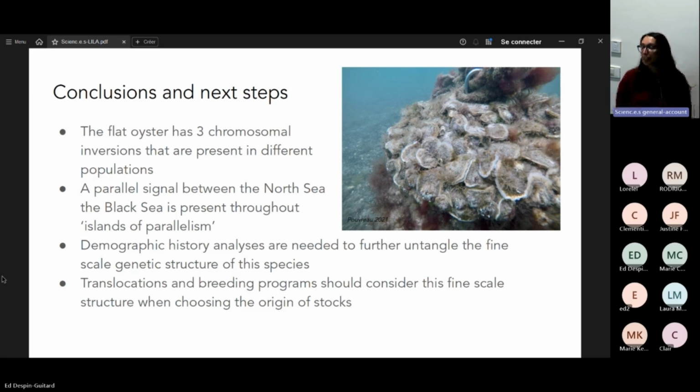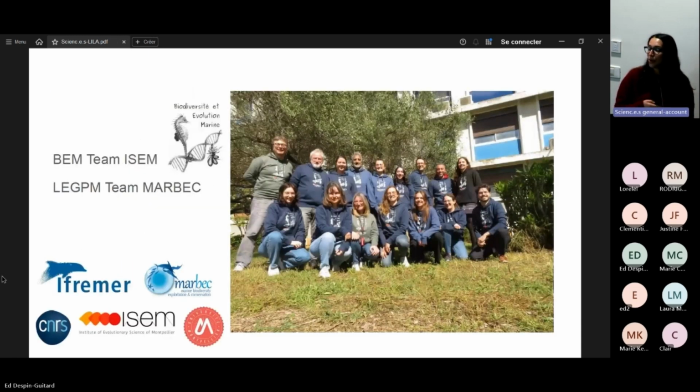We need demographic history analyses to further untangle this fine-scale genetic structure, which is what I'm working on currently. And translocations and breeding programs need to consider this fine-scale structure when choosing the origin of stocks. So thank you to all of my team members for this work.